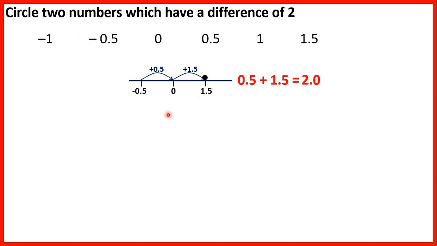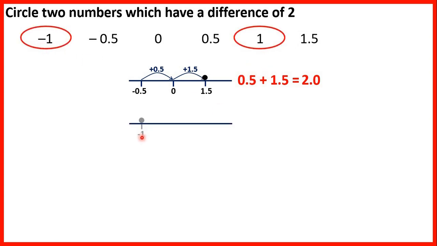Now there is another possible answer. We could circle minus 1 and 1, because on a number line, from minus 1 to get to 0, we need to add 1, and then to get to 1, we need to add 1, and if we add 1 and then add another 1, we've added 2 altogether.